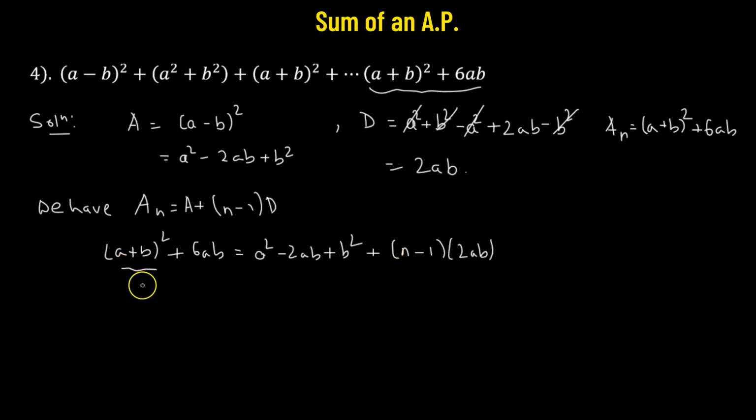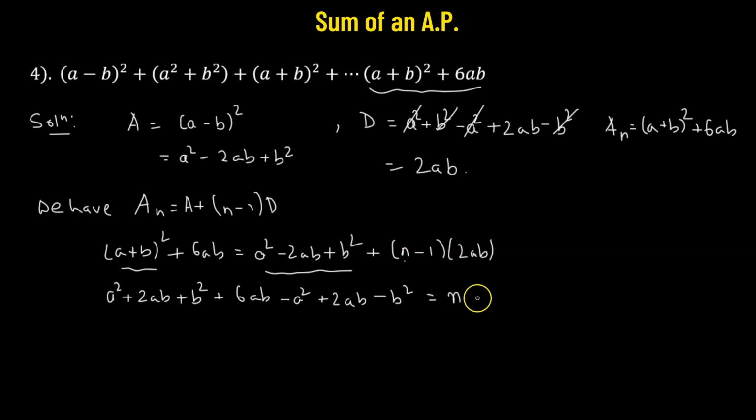So let's expand a plus b whole squared. So here we have a squared plus 2ab plus b squared plus 6ab. So we'll transpose a squared minus 2ab plus b squared to the left hand side. So we have negative a squared plus 2ab minus b squared, which will be equal to n multiplied by 2ab. So that's n times 2ab. Then we have negative 1 multiplied by 2ab. So we'll transpose it to the left hand side to get positive 2ab.